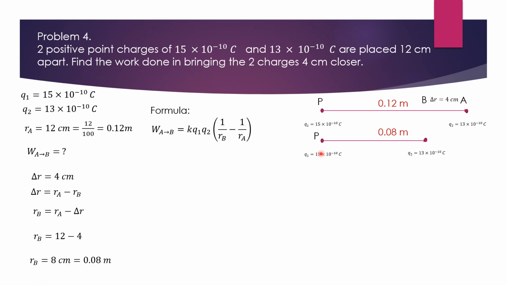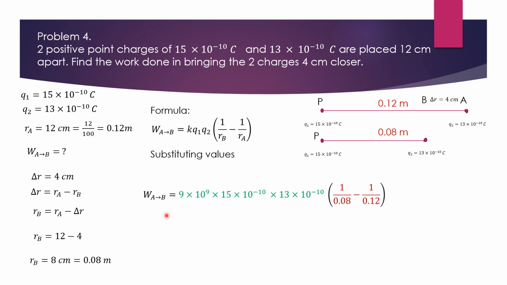And this we are representing here. From P to this point B is 0.08. Now substituting these values into this formula, this is the value of K, this is charge 1, this is charge 2, and I have colored it to make it simpler for you. Calculating these green colored values, and calculating this bracket is equal to 25 over 6. Now further calculating results in 7.3125 into 10 power minus 8 joules.